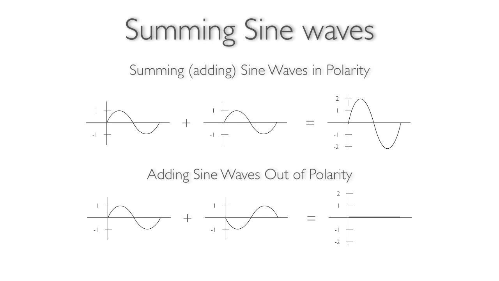So let's talk about what happens when we add together, or sum, sine waves. If we have the same sine wave and we add it in polarity, all we get is a louder sound wave. However, if we add it to an out of polarity sine wave of equal amplitude or volume, it will completely cancel out.